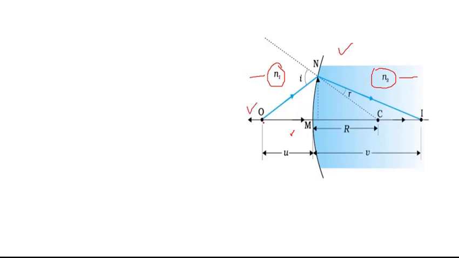Object O is placed on the principal axis, and due to the refraction of light, the image of the object O is formed at I. So suppose this is the angle alpha, this is beta, and this is gamma. Let's see the written statement.